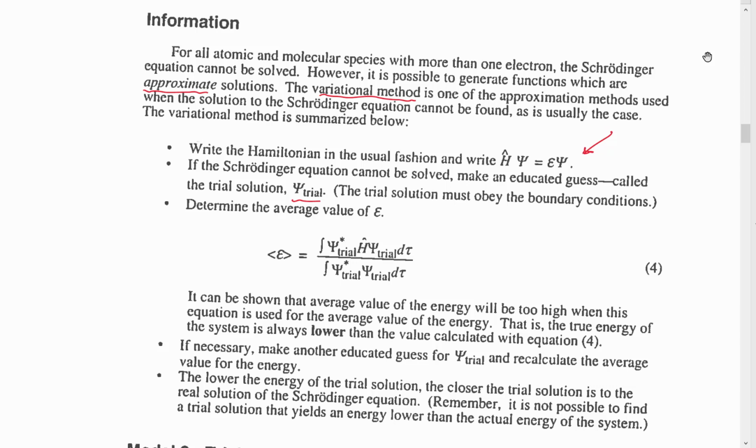So the trick here with the variational method is always to continue modifying the trial wave function so that we can get a lower and lower average energy, knowing that we will never get to an energy that's below the true energy of the system. And so this bullet down here basically tells us that we continue to make educated guesses. We continue to try to modify the trial wave function until we lower the energy further.